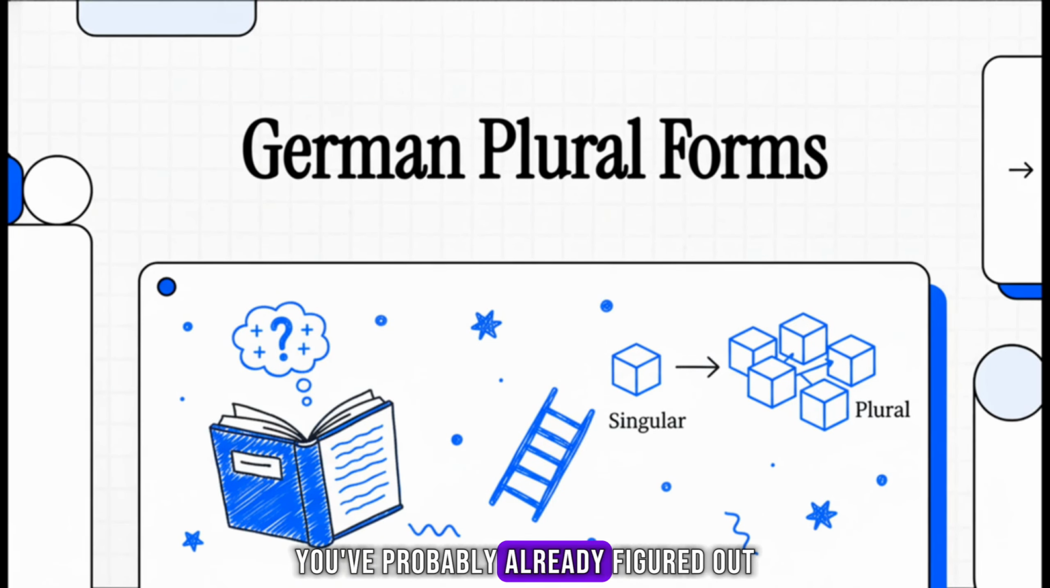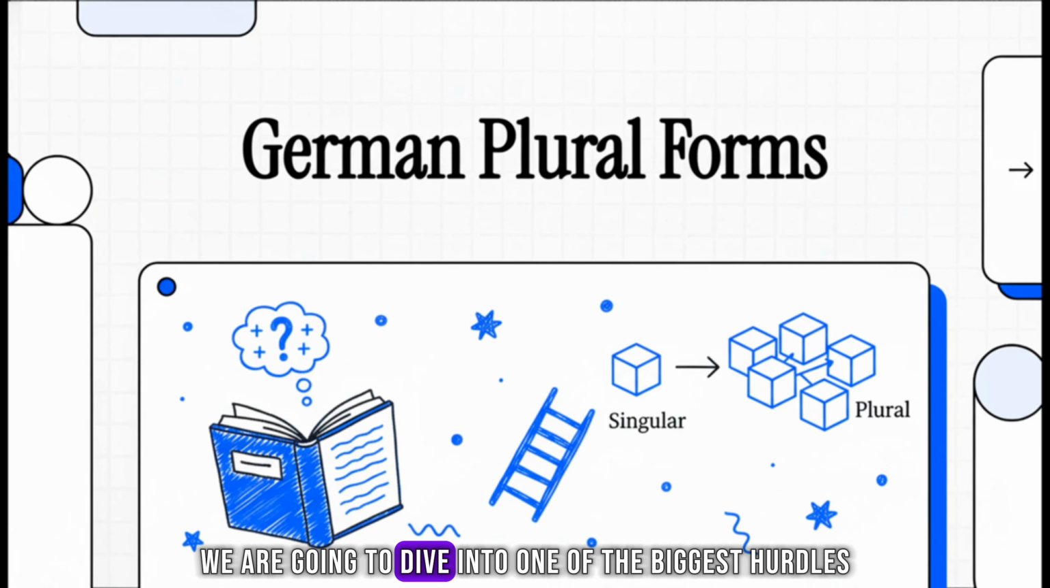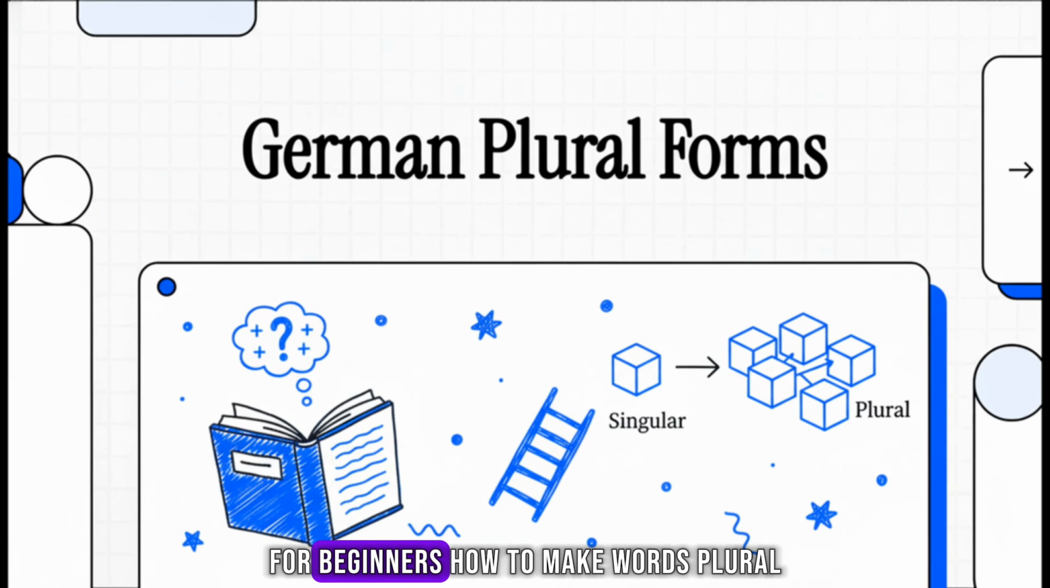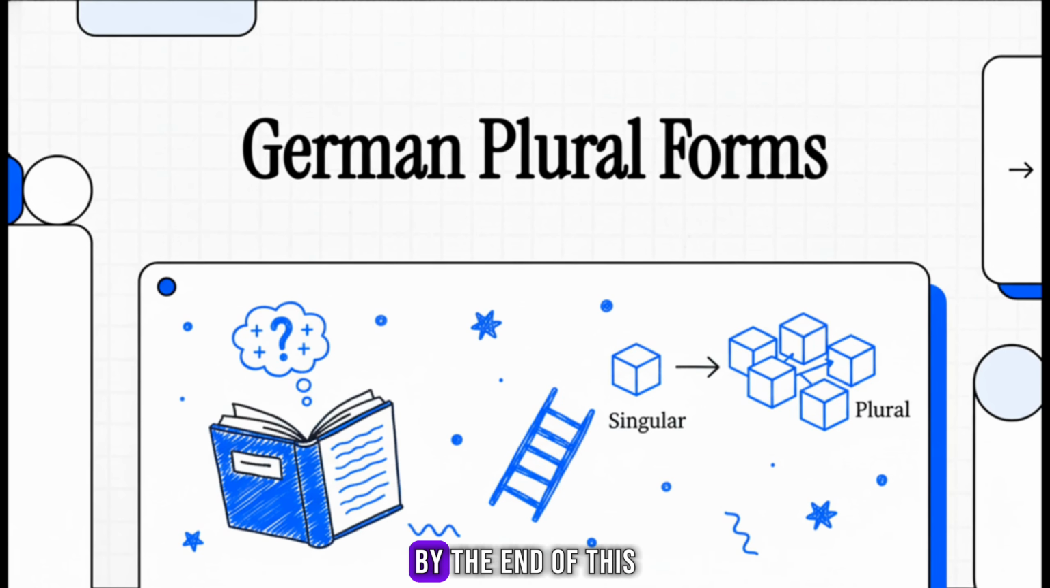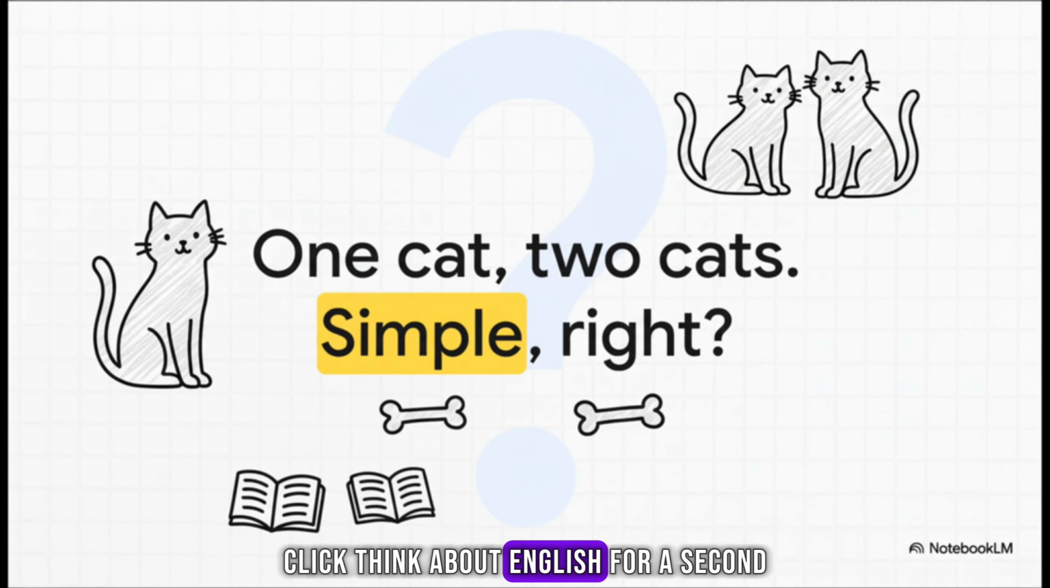You're learning German. You've probably already figured out it can be a little tricky. Well, today we are going to dive into one of the biggest hurdles for beginners: how to make words plural. But seriously, don't worry. By the end of this, you're going to have one simple strategy to make it all click.